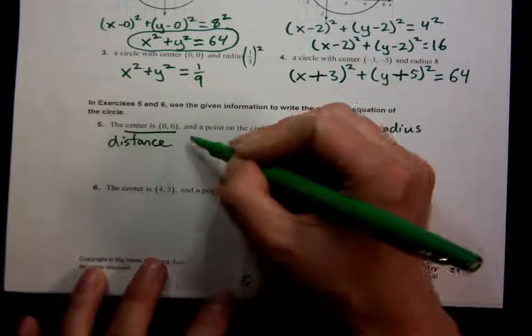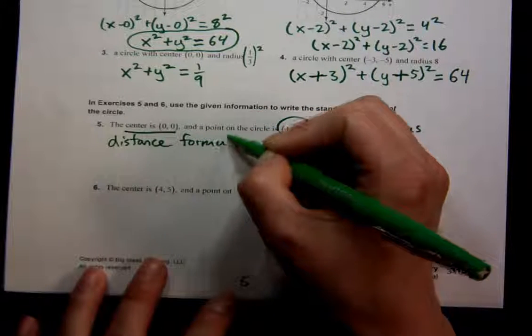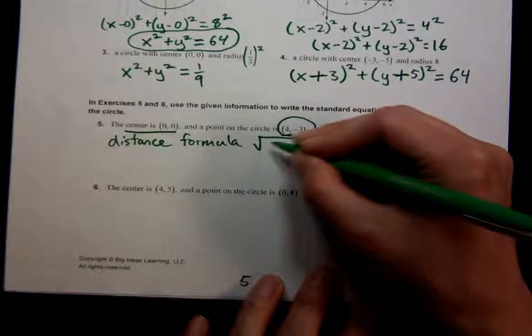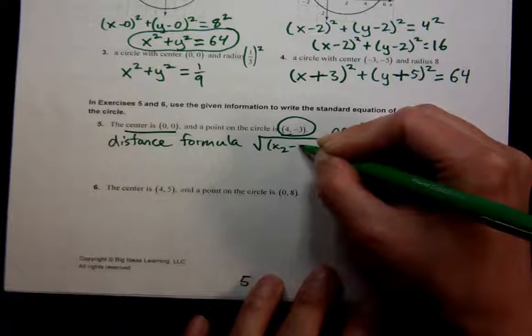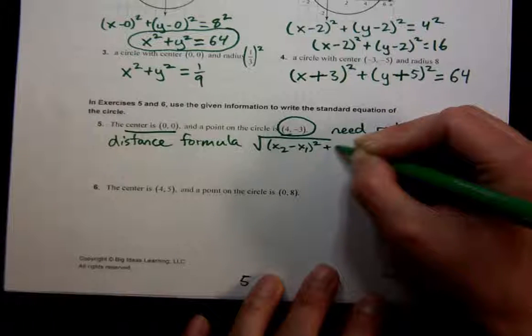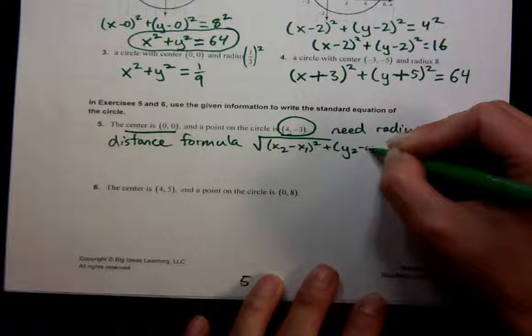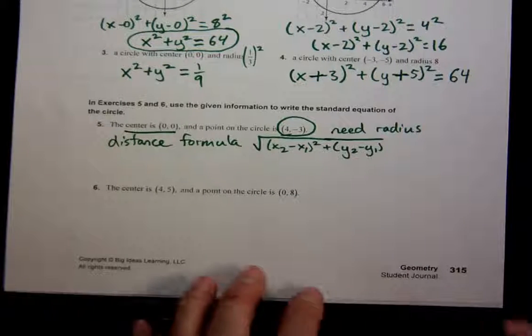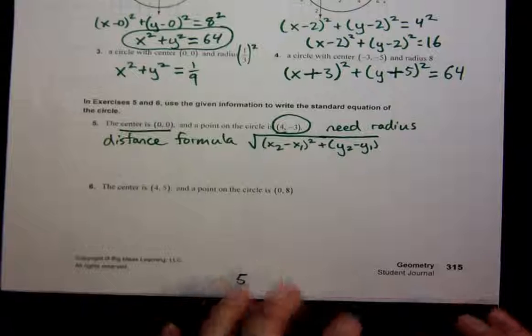Do you guys remember the distance formula? No. So distance formula, it's up on the board, but we have our lights off, so it's hard to see. But it's just x2 minus x1 plus y2 minus y1. Do you see how that's kind of similar to our circle equation?